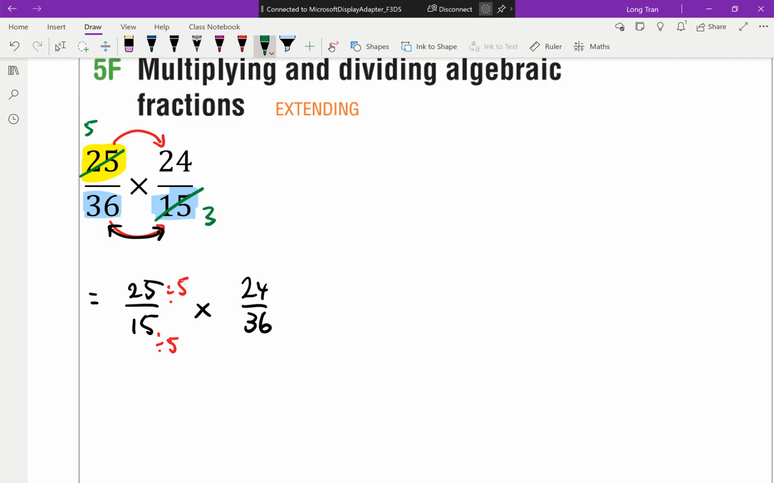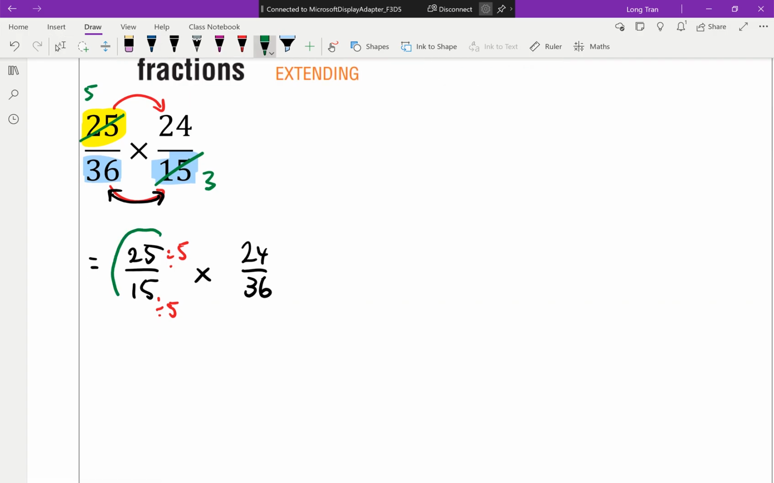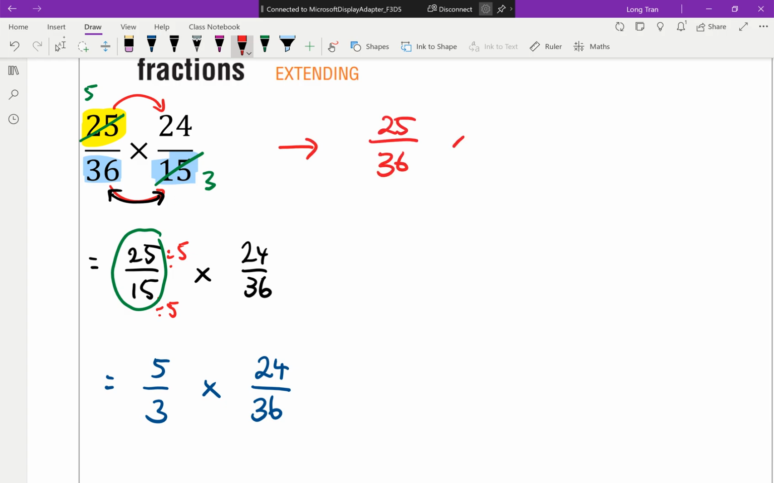Now, you've got 5 over 3. The reason this works is because you're essentially simplifying 25 over 15, and that becomes 5 over 3, multiplied by 24 over 36. So what's a better way of doing this? With 25 over 36 times 24 over 15, you can see that 5 goes into 25 5 times, and 5 goes into 15 3 times. But you can also see that 24 over 36 has a common factor.